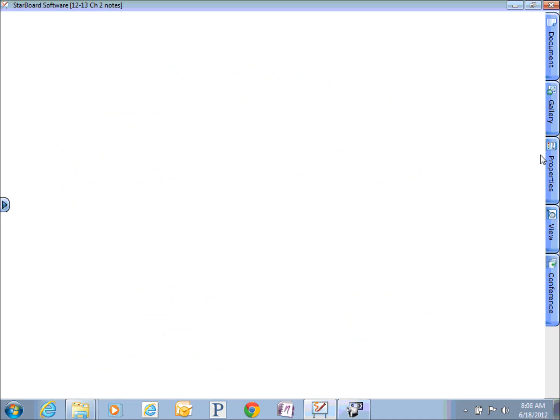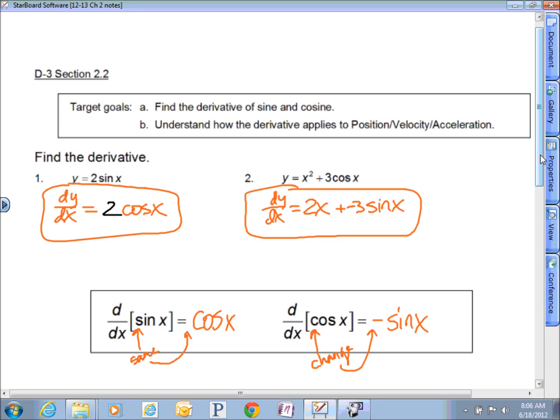Second goal on this part of part 2.2, this third day. How does the derivative apply to position, velocity, acceleration? Oh boy, physics.